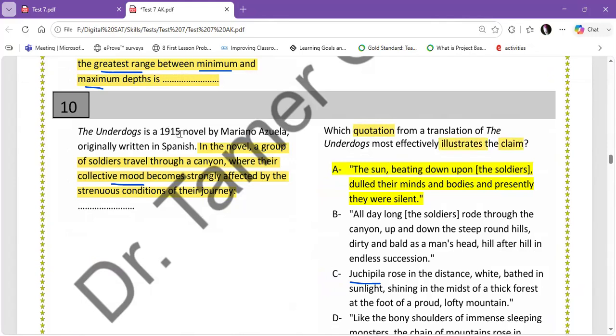Can we find the claim here? No, we can't find the claim. So what we're going to do, forget about the introduction. Yes, here it's an introduction. So let's read after it and find something that looks like it.